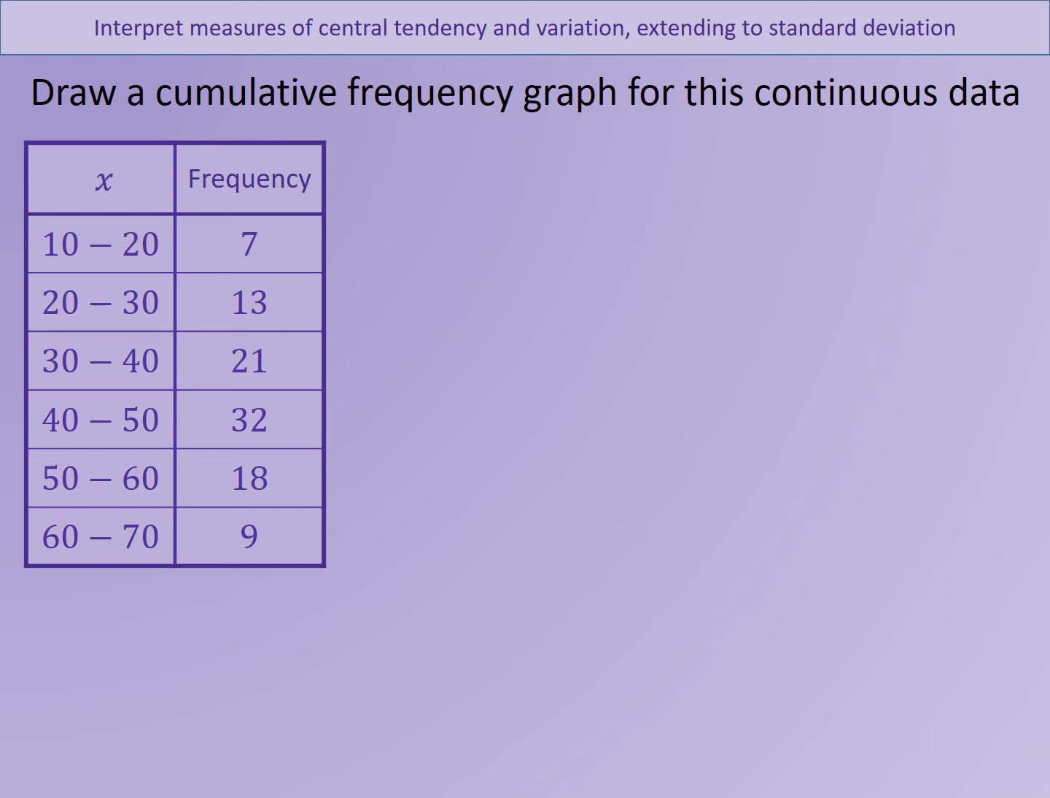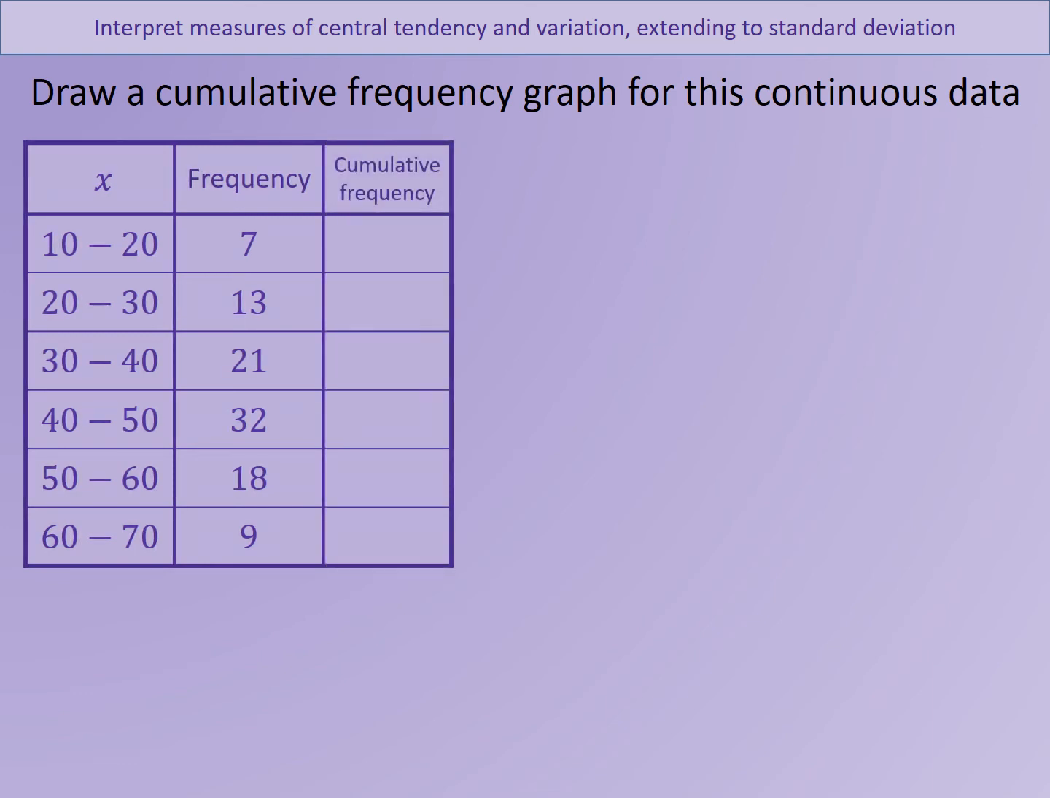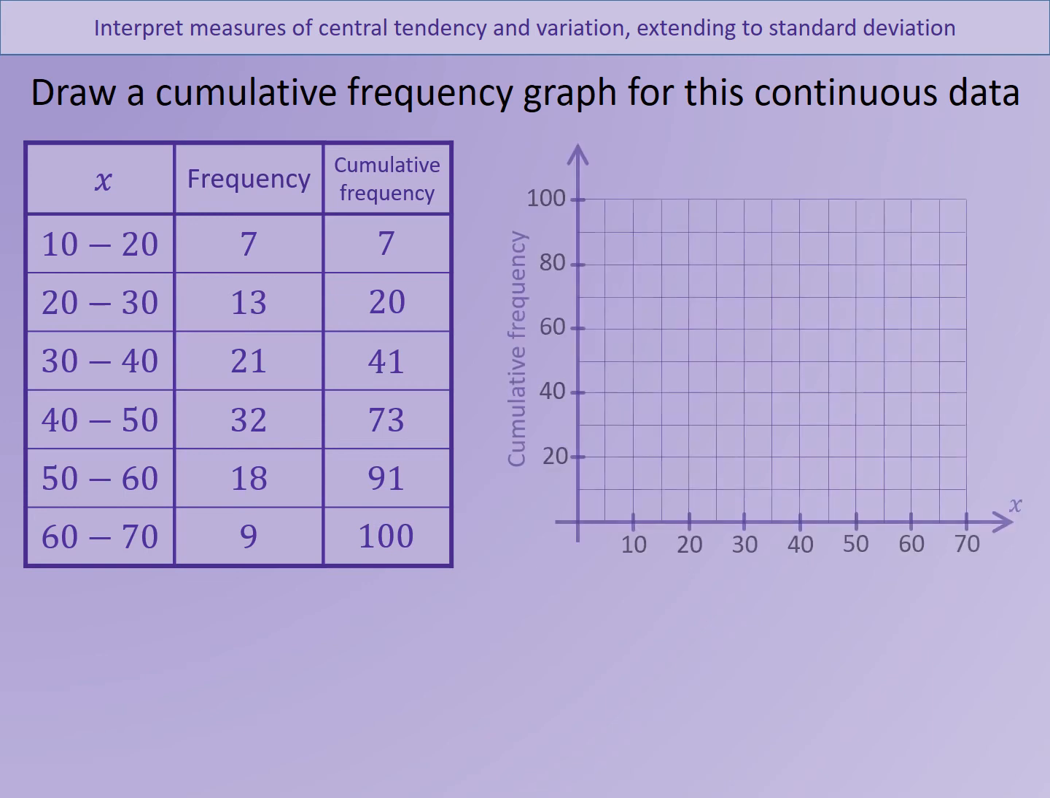So using this information here, the first step is to work out the cumulative frequency, which means we are adding up all of the frequencies until we get to the very end. So the first category, we have 7 pieces of data. 7 plus 13 gives us 20, adding on 21, then 32, right up to the end. So we have 100 pieces of data.